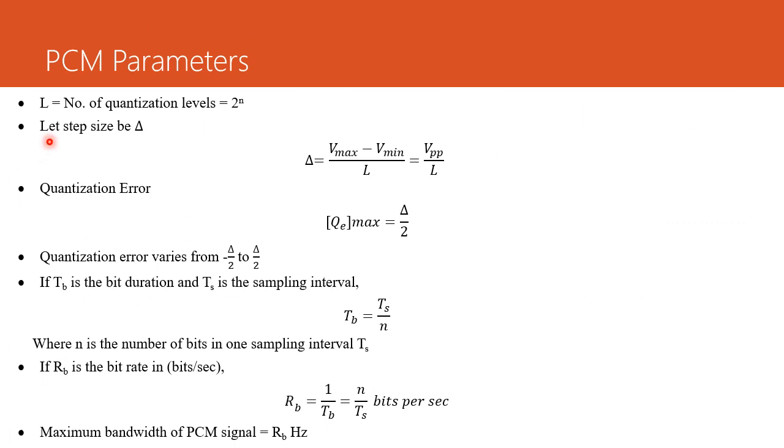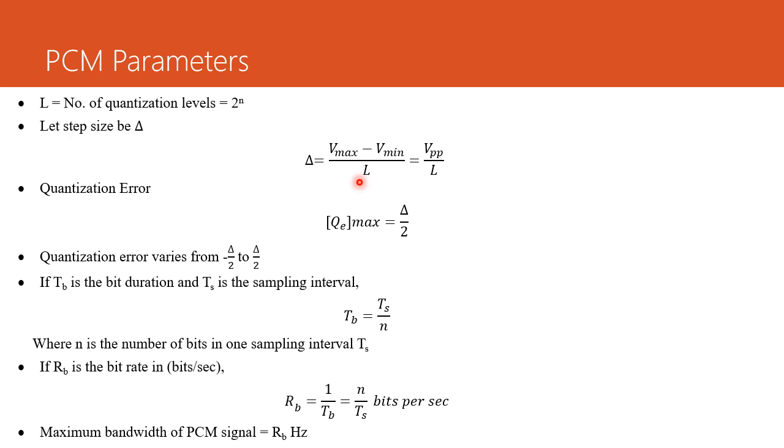So there are different PCM parameters. We already know the quantization level is defined as L, which is equal to 2 raised to n, where n represents the number of bits used in that PCM code. The difference between the two voltage levels is known as the step size. Let the step size be defined as delta, which is given as V max minus V minimum divided by L.